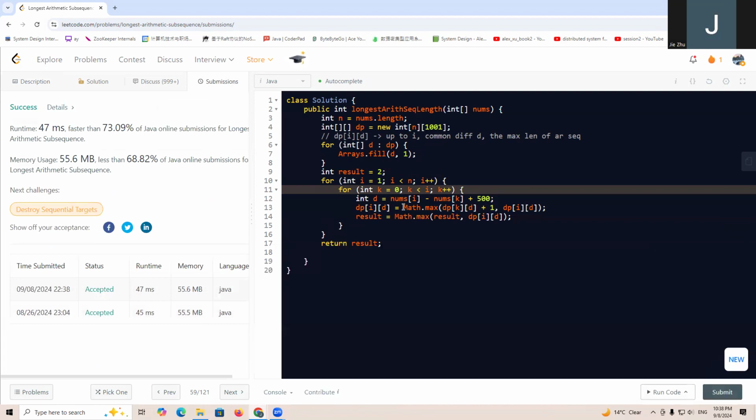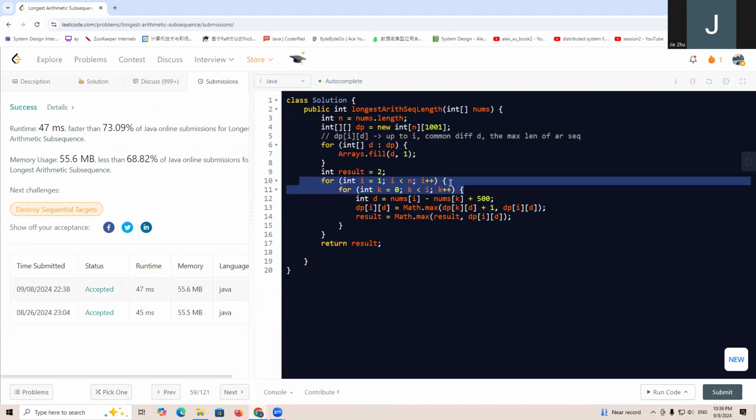The time complexity: this is two for loops, so it is O(n) square. We calculate n square times. And for the space, it is n multiplied by 1001.